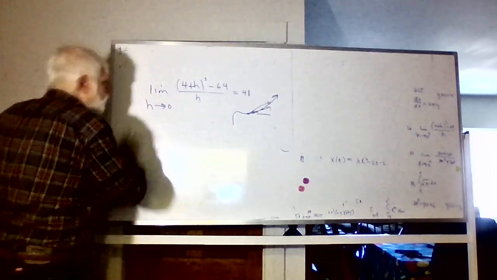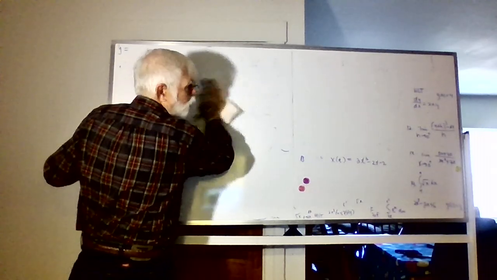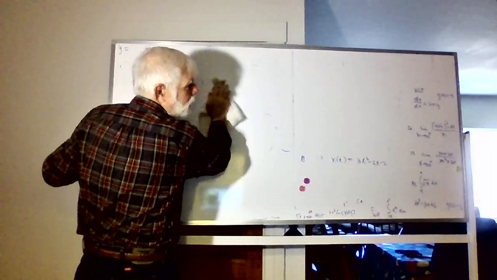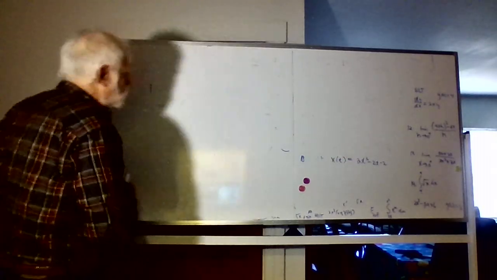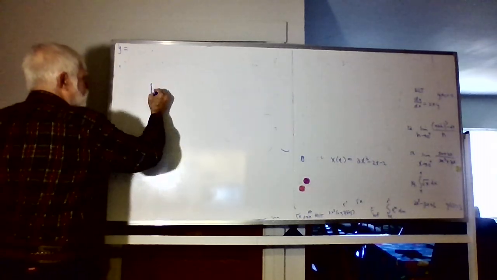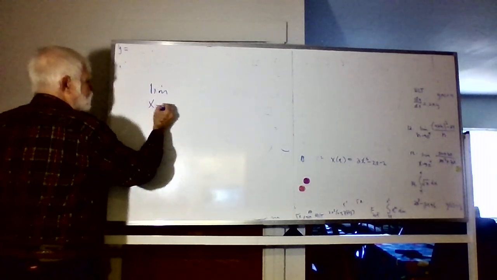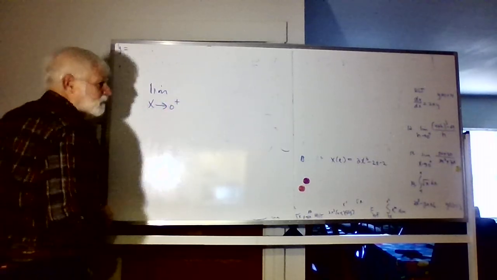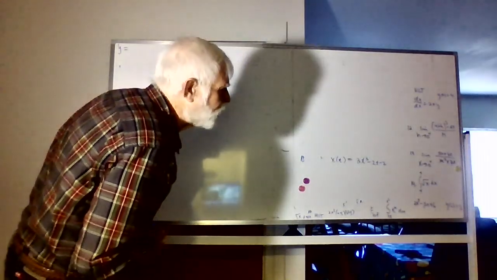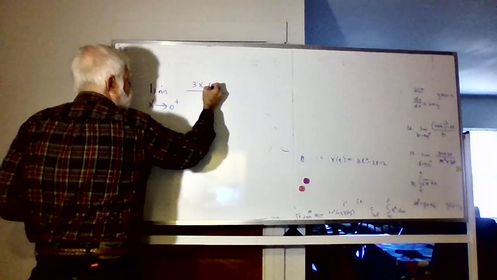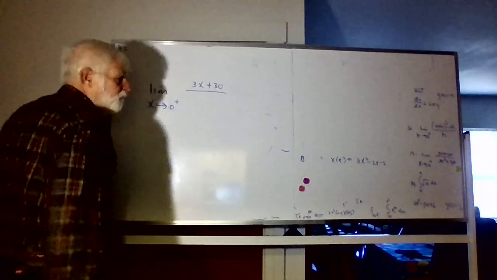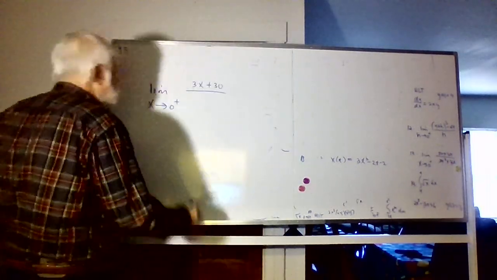So let's go after it now. Problem number 13, I believe. Limit as x goes to 0 from the right of 3x plus 30. We'll do it numerically. Get a feel for it. 3x squared plus 7x.